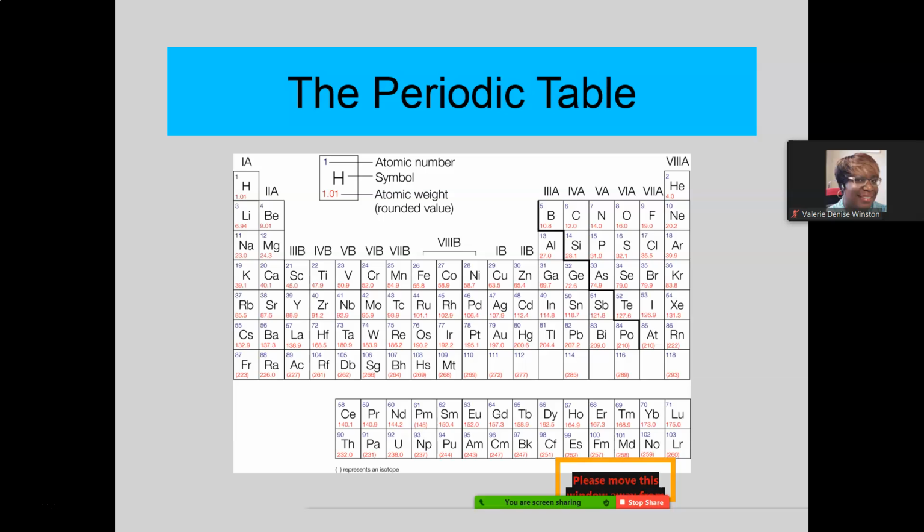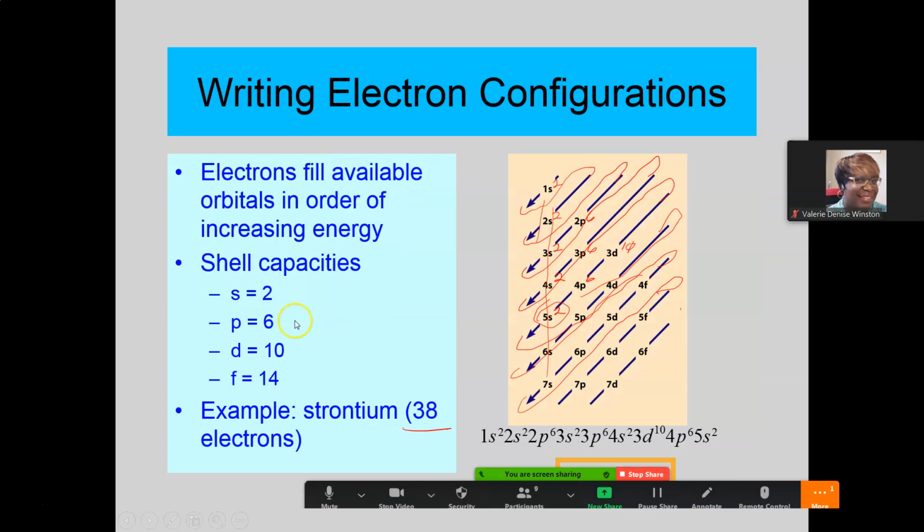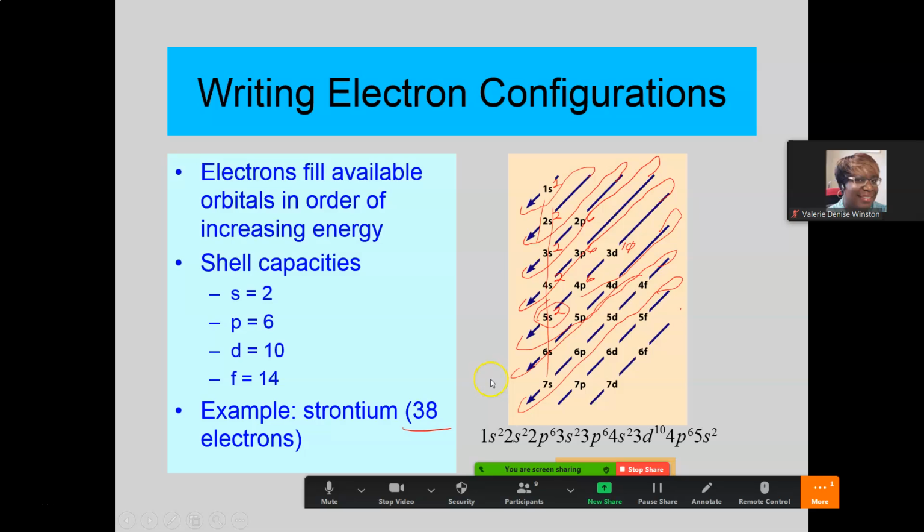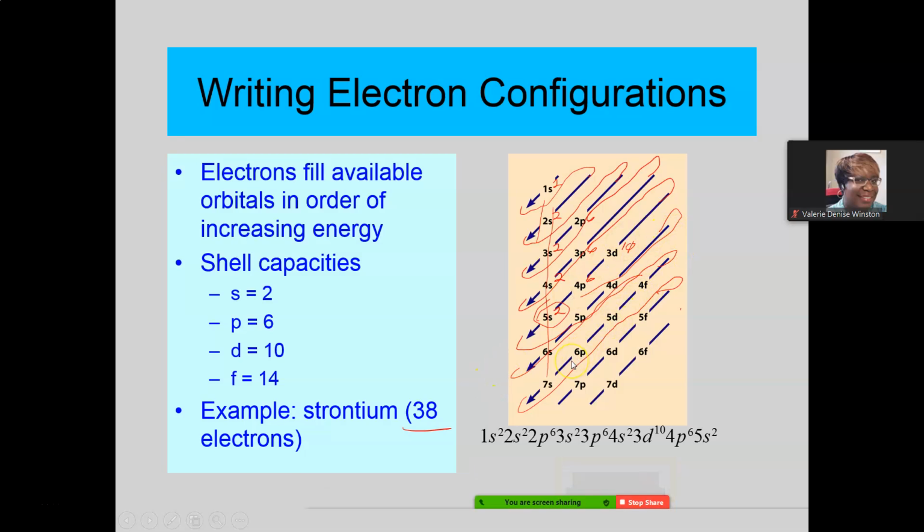5D, I think it is. Let's go back and see. After your 6X, you go to 4F, then your 5D, then your 6P. And sure enough, that's what you're doing here.